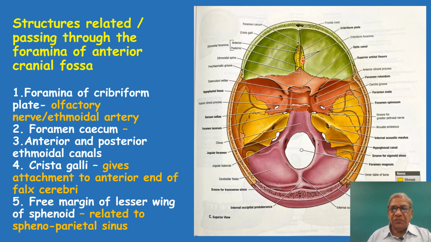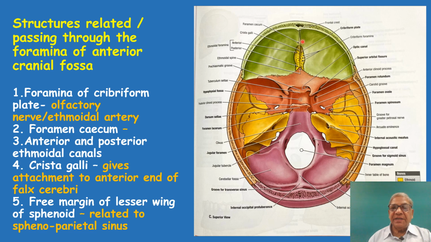Then he will ask you which structures are passing through these foramina. You should say that from these multiple foramina which are present on the cribriform plate, there are the multiple olfactory nerves. They come from the nasal mucous membrane and will end in the bulb of the olfactory nerve which lies here on this cribriform plate.